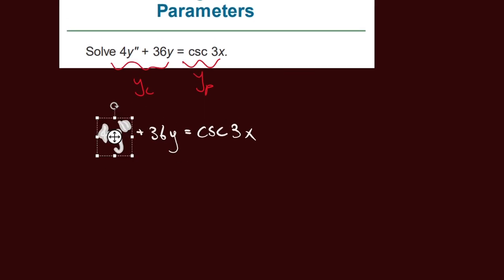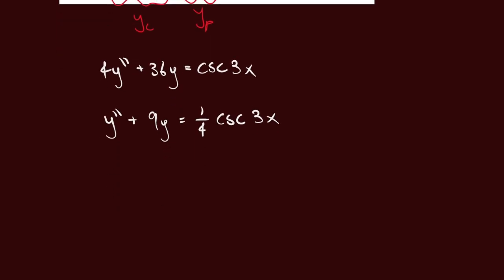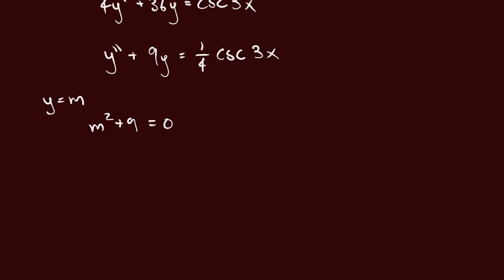We're going to divide by 4, so we have y double prime plus 36 over 4, which is 9, equals 1 over 4 cosecant 3x. Now, pretty much we're going to set y to be equal to e to the mx. This is m squared plus 9, okay, and we're going to set that to be equal to 0. Now we isolate for m. So m1 will be the square root of minus 9, which is just 3i, and m2 will be minus 3i. So m1, m2, it's plus minus 3i.